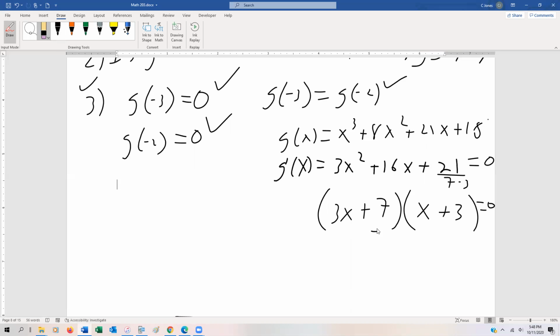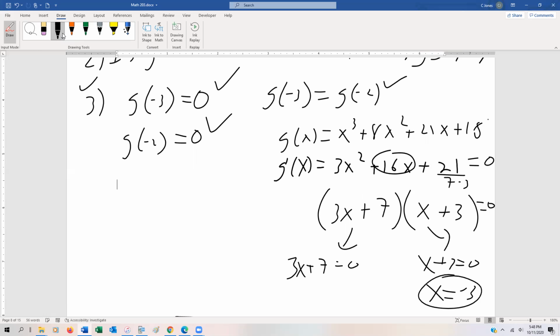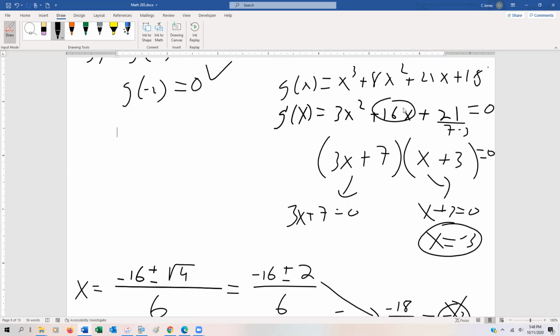All right, and how do we check it? Remember, the trick to checking these is you multiply the inside, you multiply the outside, and 9 and 7 gives us 16x if we add those together, which is the middle term. All right, so this is the correct factorization. And then we just set both these to 0, for 3x plus 7 equals 0, and then x plus 3 equals 0. Now this one we know right away is x equals negative 3, which we already knew from before.